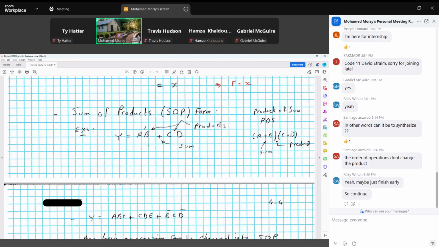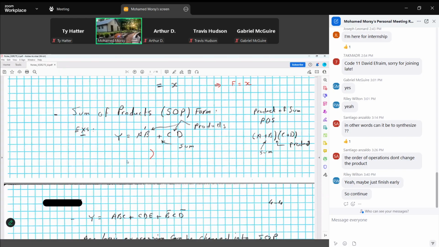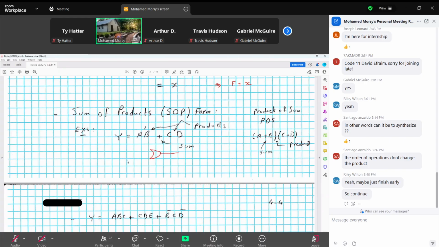So what do you think? The output gate we use here for this sum of products, what kind of output gate do we use here? OR. Thank you, sir. So here we use an OR gate at the output immediately. The last gate here is an OR gate, for Y, and then whatever we have here as inputs.